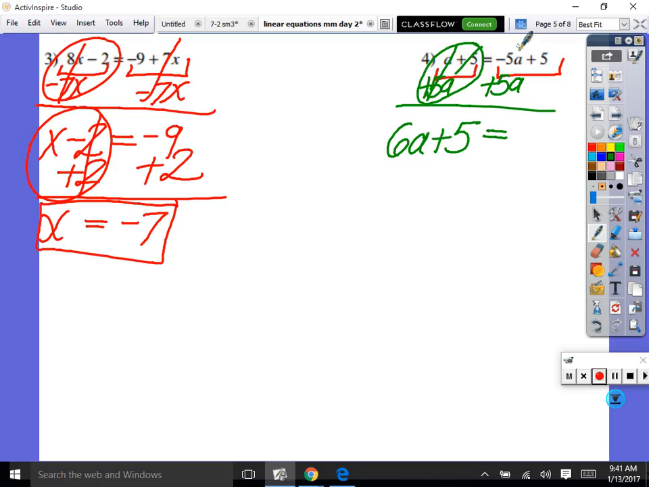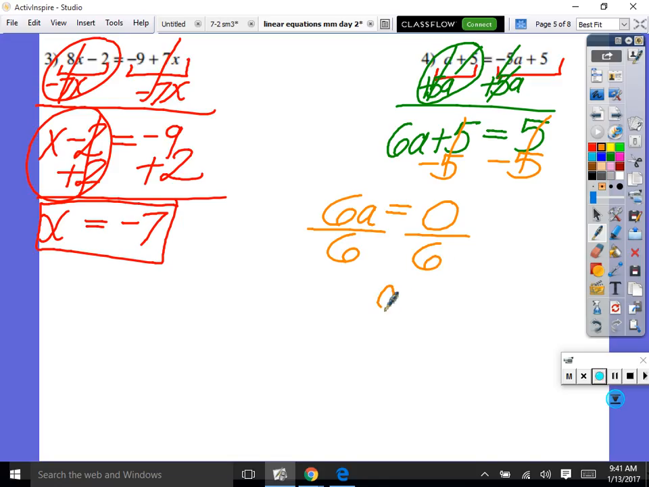is equal to, combine like terms over here. -5a plus 5a is 0a, so we're good. And we have +5 left. Then remember, what's your goal from there? It's get the variable all by itself using the correct inverse and correct order. So my first step would be to subtract 5 from both sides of the equation. So we would have 6a is equal to 0. Now the next step is get a alone. So what undoes multiplication? Divide both sides by 6. Therefore, a equals 0.